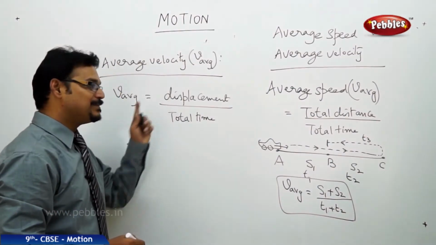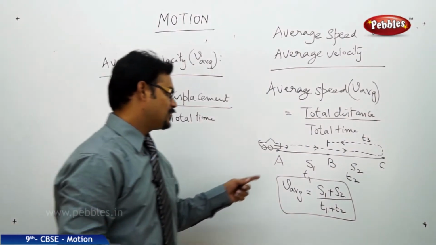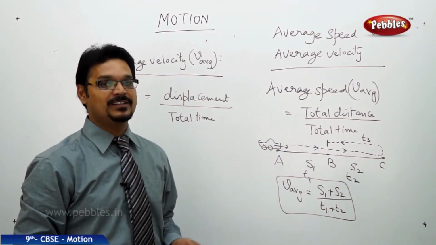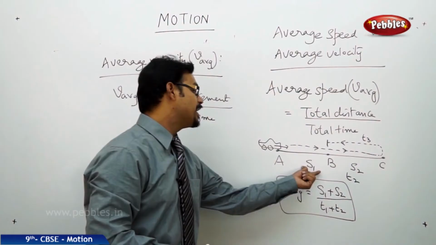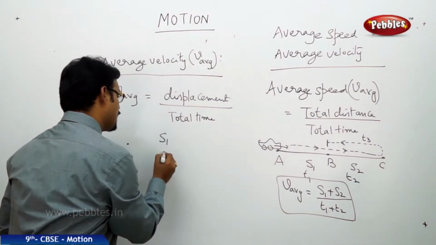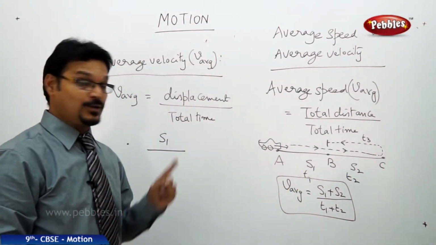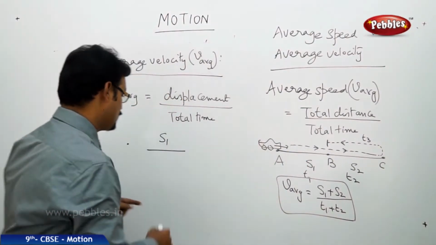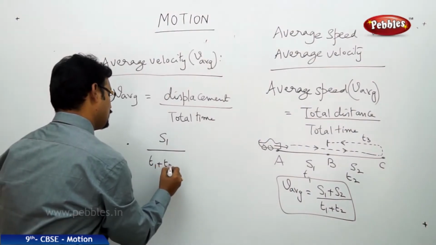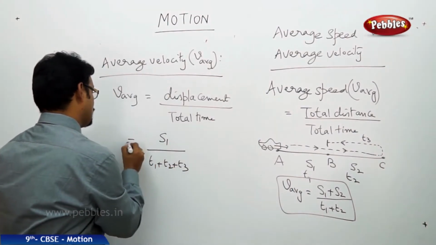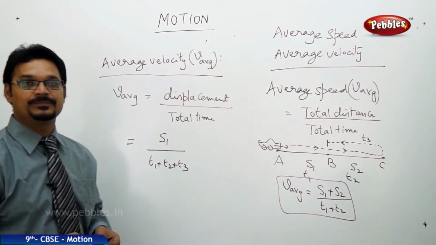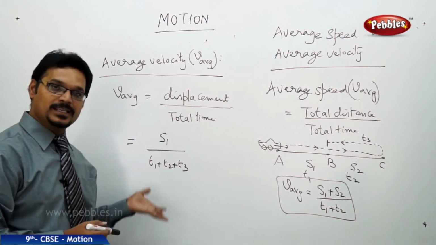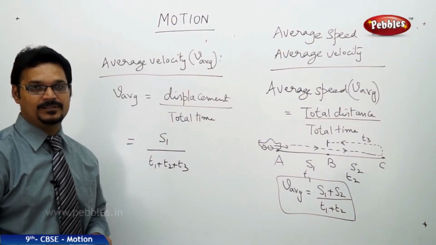Average velocity is displacement, the shortest distance. So A to B, B to C, C to B. What is the shortest distance? We learned earlier. Yes, it is correct. It is only S1, divided by, but remember, total time. Don't say only T1. Total time needs to be taken. So that is T1 plus T2 plus T3. So this is average velocity. It has both magnitude and direction. And its unit is again centimeters per second or meters per second.